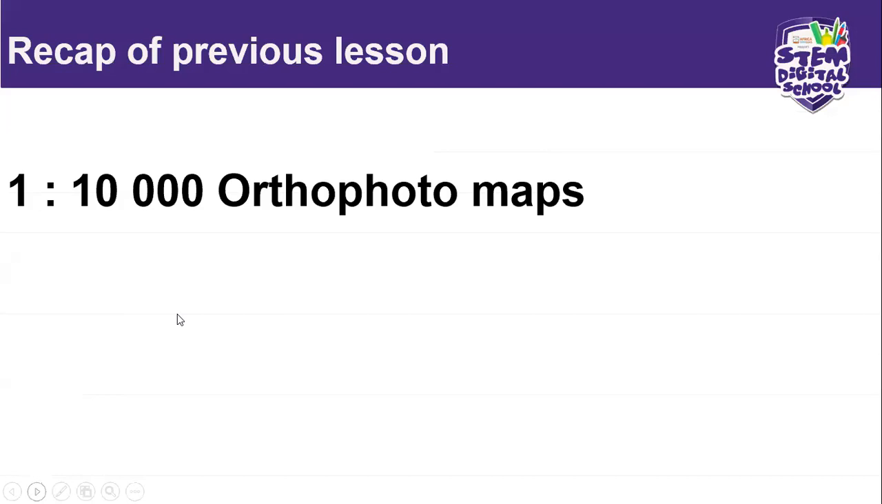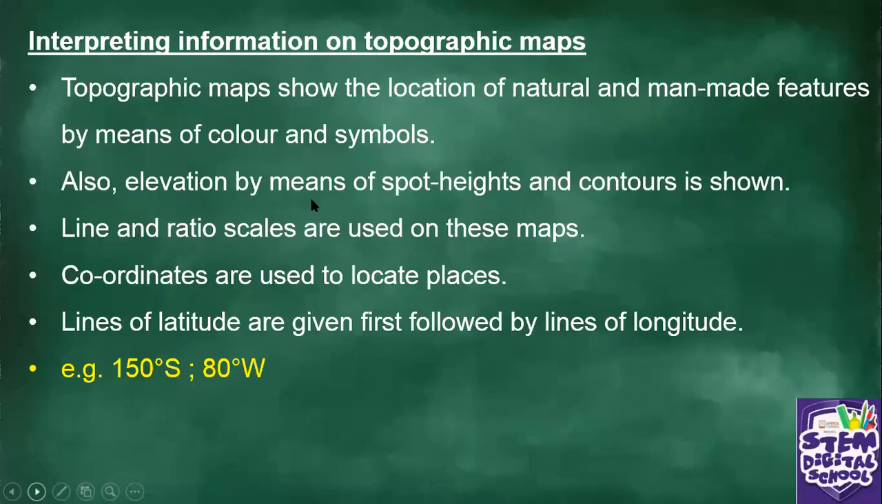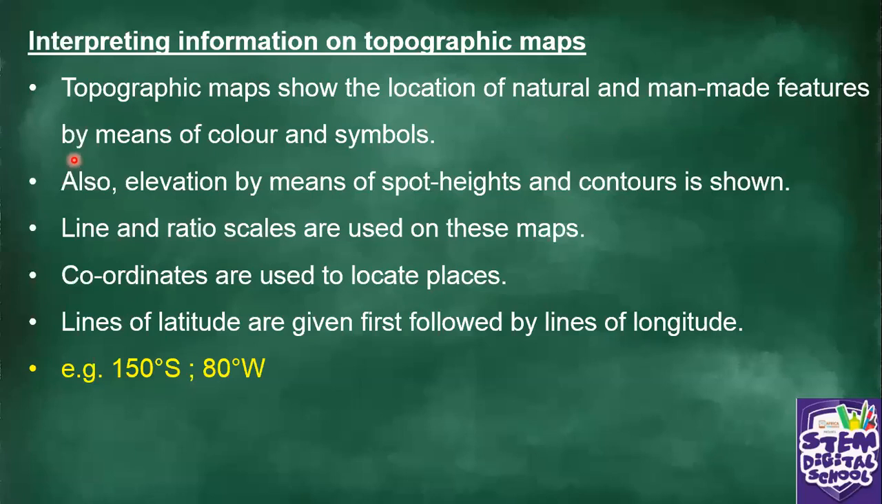Tomorrow we move on. So what did we do yesterday? We looked at orthophoto maps yesterday during the lesson. Okay. Now today's topic, we're going to look at topographic maps. 1 is to 50,000 topographic maps. Okay, so let's get into the lesson. So which information do we interpret from topographic maps? What type of information? What are these topographic maps?